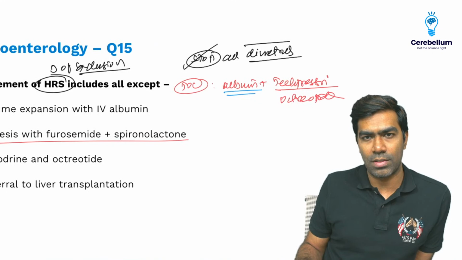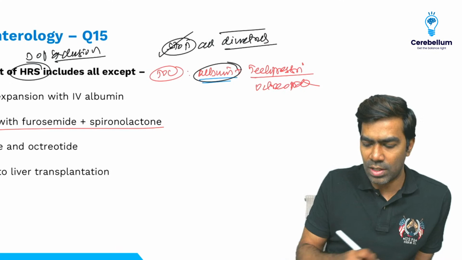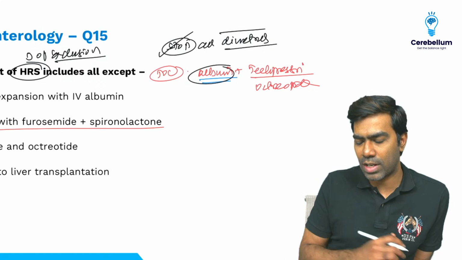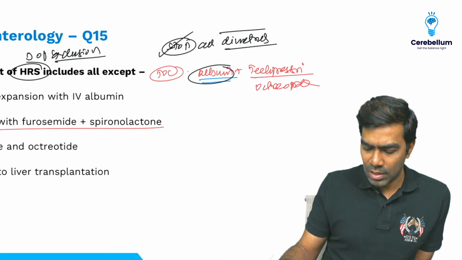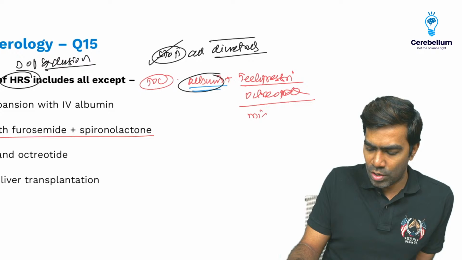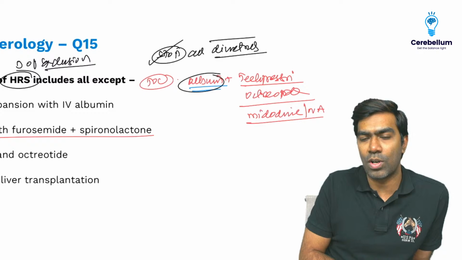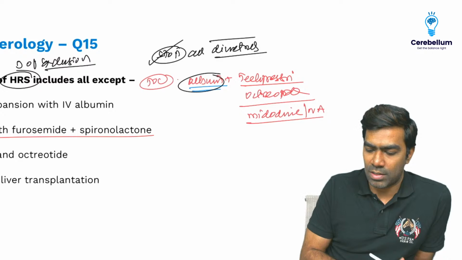Then you have to give volume expansion with albumin. Then you can use either terlipressin or octreotide. Alternatives will be midodrine plus octreotide, or you can use noradrenaline also. Midodrine is an alpha 1 agonist, a vasopressor. So the alternative to terlipressin is octreotide, and the alternative to octreotide will be midodrine and noradrenaline.